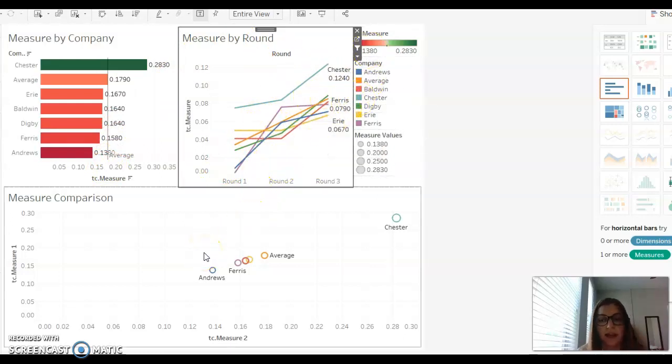And the last one is our scatter plot, which just shows on a map how we're all doing in total, with Andrews being at the lowest still, and with Chester being at the highest, and we have the averages right in the middle.